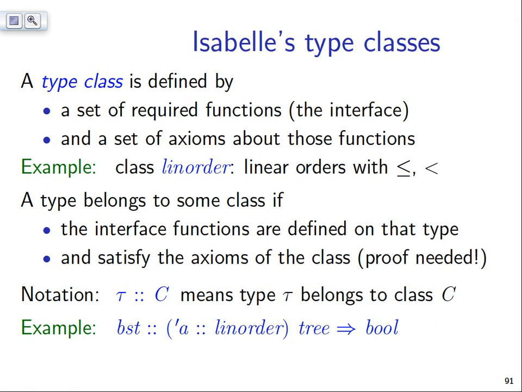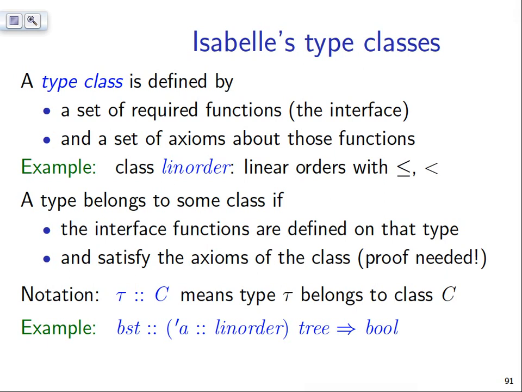The full type of the BST predicate is not just a tree to bool, but it's 'a tree, where 'a has been restricted using this notation to come from the class of linear orders. So that means the system will refuse to apply BST to any tree of a type that is not a linear order.